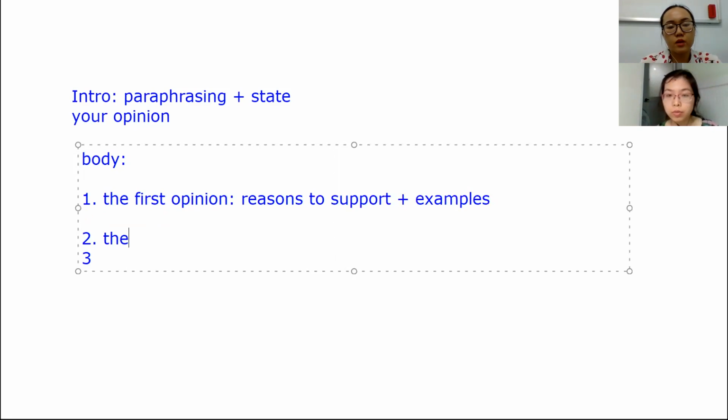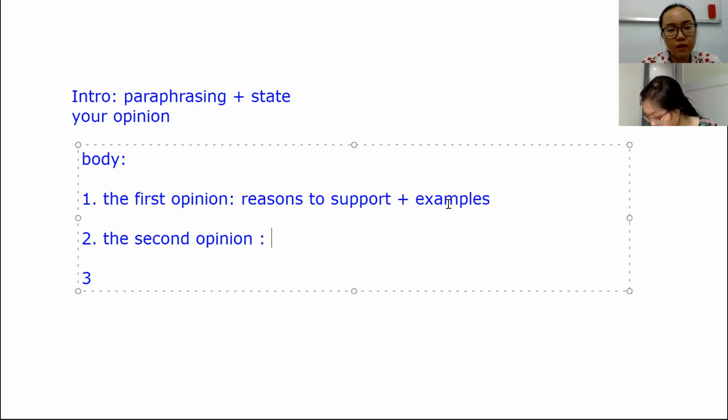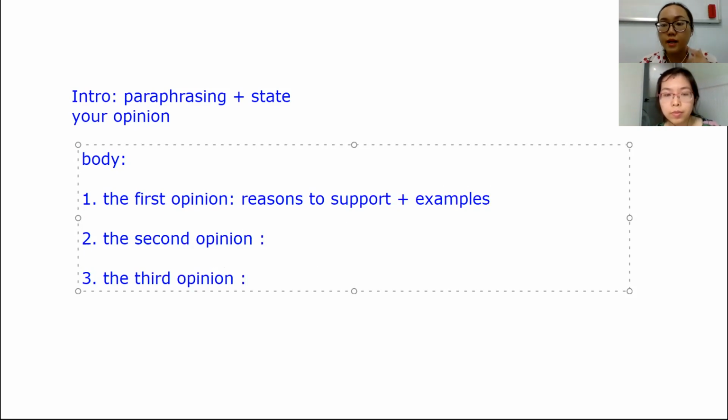And that goes with the second opinion. Or maybe the third opinion. You can have the third opinion if you want. It depends on how long your writing is, how long the paragraph is, okay? Reasons to support and then examples.